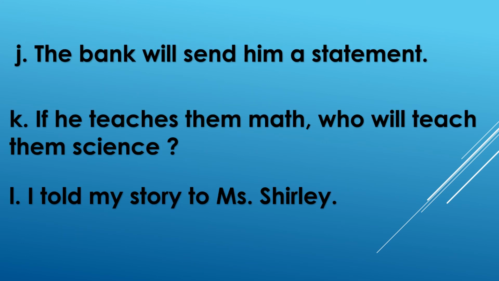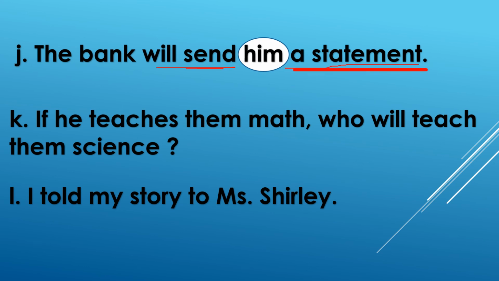Letter J. The bank will send him a statement. So will send here, send is the action verb. So what will the bank send? A statement. So a statement is the direct object because I answered the question. The bank will send a statement for him. So circle him, the indirect object, and underline statement.